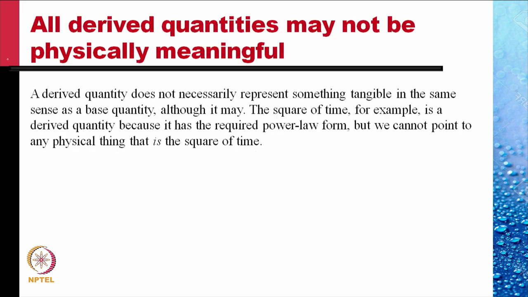Now a derived quantity does not necessarily represent something tangible in the same sense as a base quantity, though it may. The velocity and the kinetic energy that we defined in the last slides are such quantities which represent something tangible. But the square of time, for example, is a derived quantity because it has the required power law form, but we cannot point to any physical thing that is a square of time. Square of time is not physical.